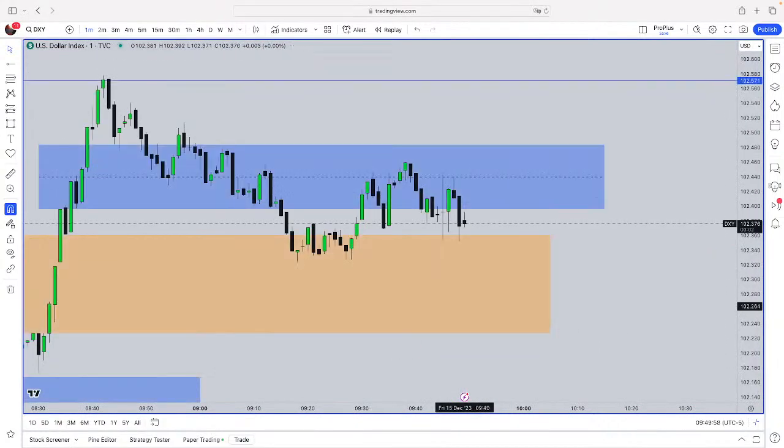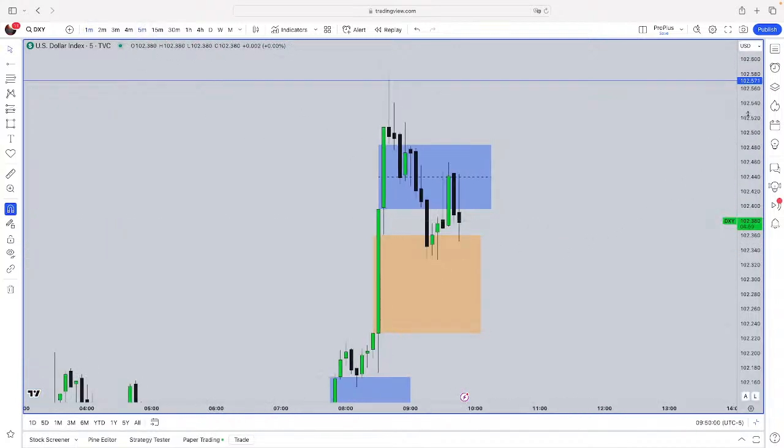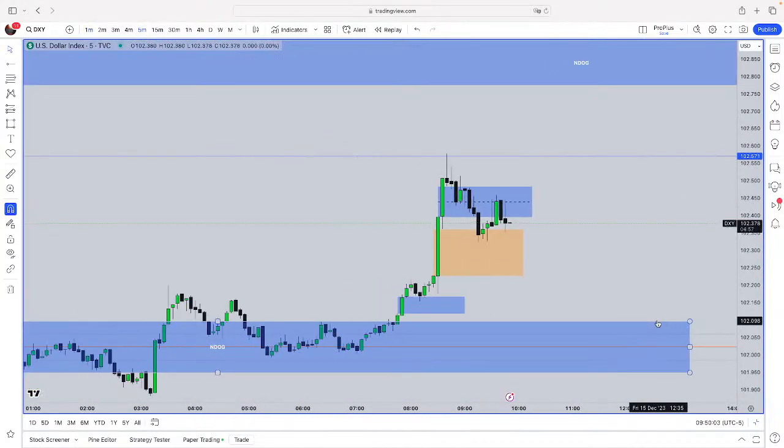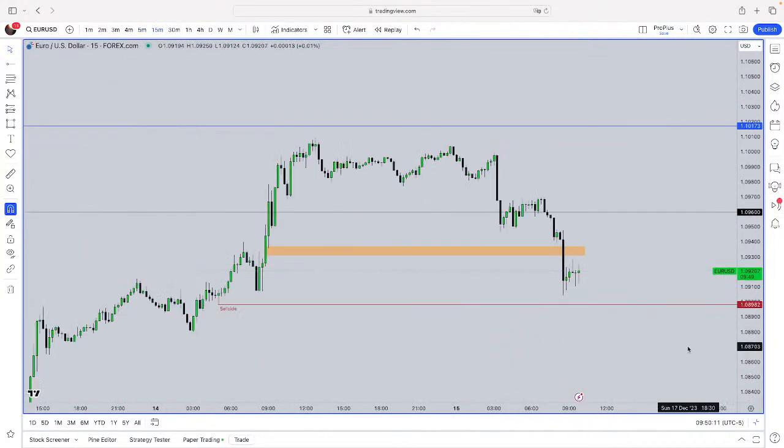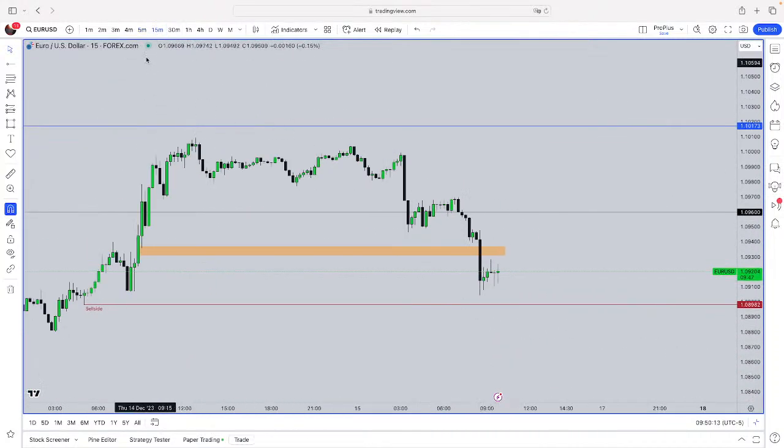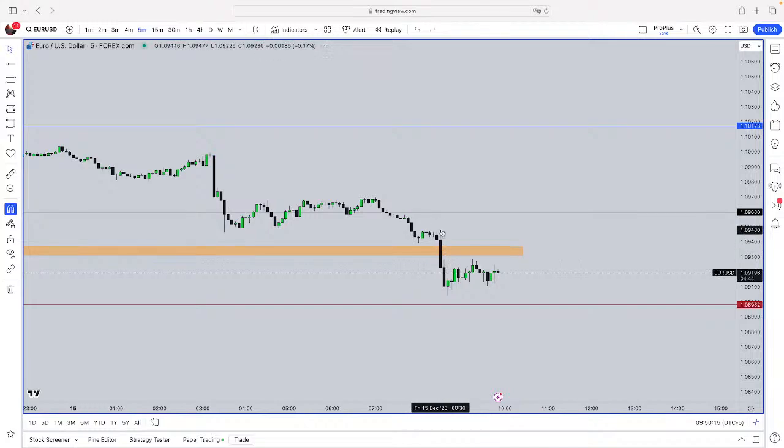Take a look at the dollar. Dollar just going sideways at the moment. Euro sideways. For me to be long on euro, what did I say? Take out these highs here. For me to want to be long on euro still.